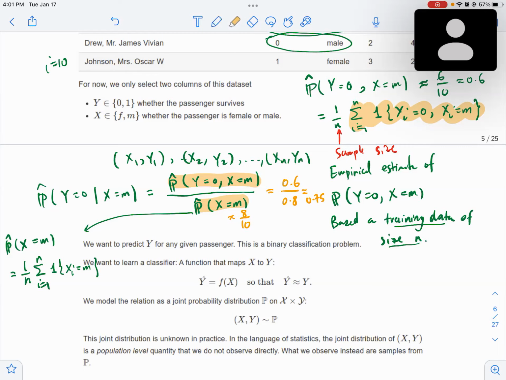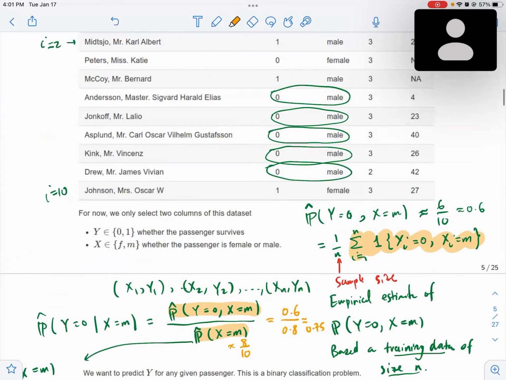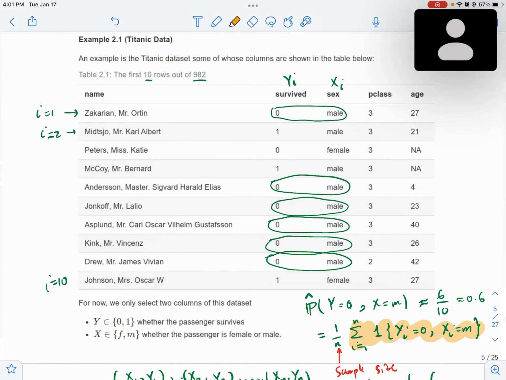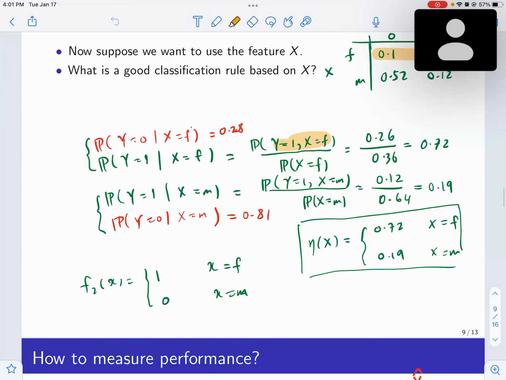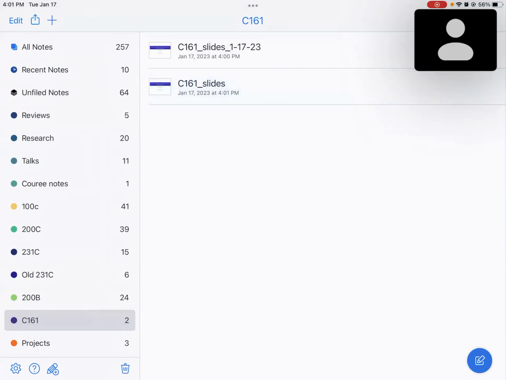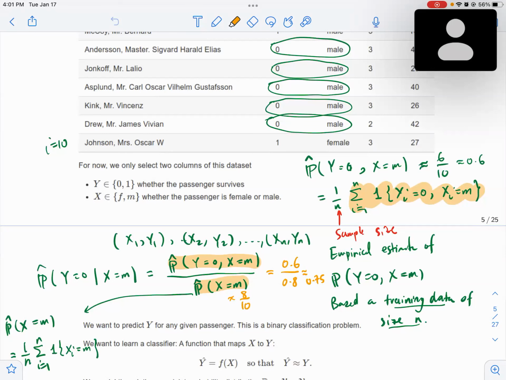By the way, this 0.75 is interesting. These counts I get from the bigger version of this data, even bigger than 982. And 0.75, if we go back, the probability of being 0 in male would be 0.81 based on the table. Those probabilities I estimated based on like 1,300 examples. And even based on a sample size of 10, we got a pretty good estimate, which is not that accurate. But as you will see, this doesn't change the optimal classifier actually.